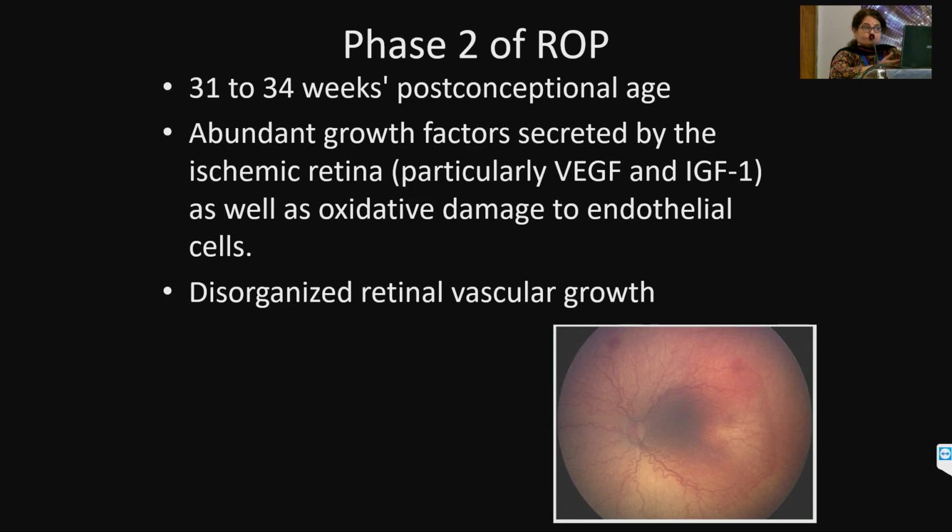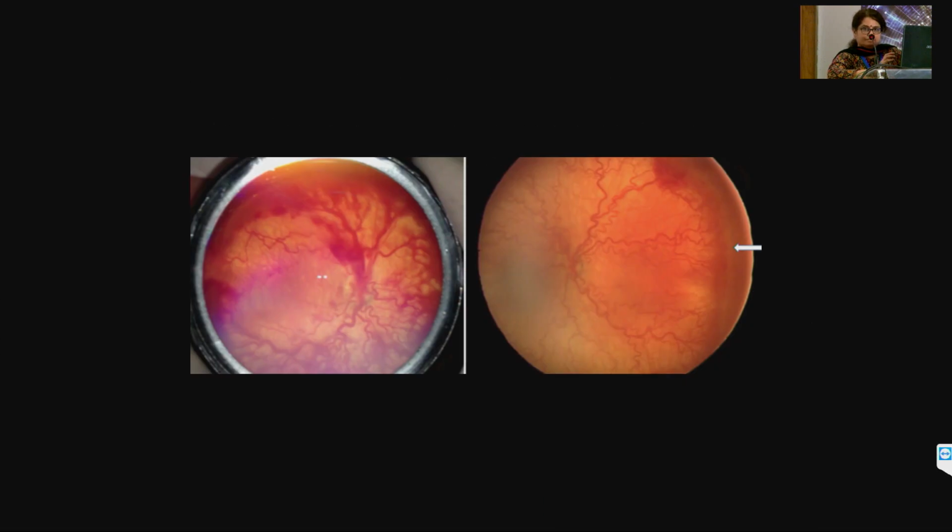But when too much avascular retina is there, you can have abundant growth factors, and that can be dangerous, and it causes disorganized retinal vascular growth. And this occurs mainly at the avascular and vascular junction. Along with that, you can have damage to the existing vessels also. When the size of the avascular retina is more, even the existing vessels can be affected, and this results in aggressive retinopathy of prematurity, where there will be dilatation, tortuosity, and hemorrhages, which is the most dangerous condition that we have to treat immediately.